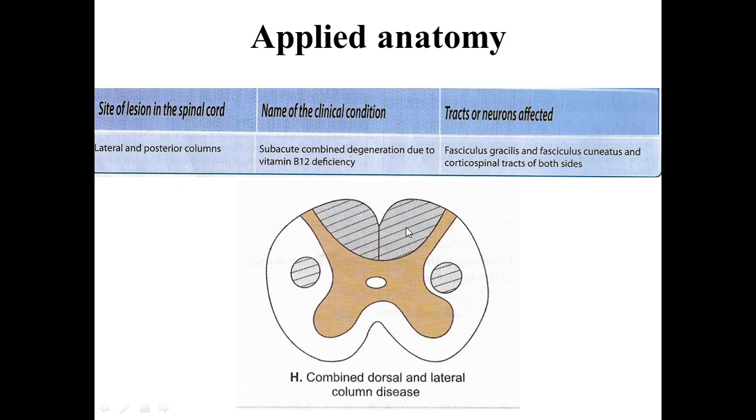Then involvement of both lateral and posterior columns will cause bilateral loss of fine touch, 2-point discrimination, joint position and vibration sense, and bilateral spastic paralysis and Babinski sign positive, because here the pyramidal tracts and the posterior funiculus are involved. This is mostly seen in subacute combined degeneration due to vitamin B12 deficiency.